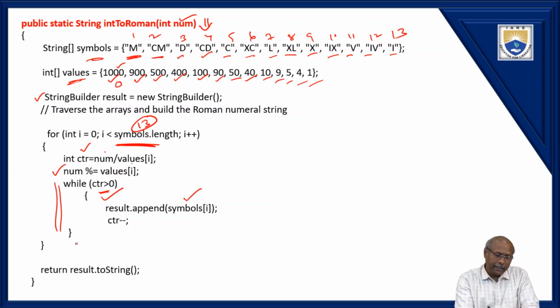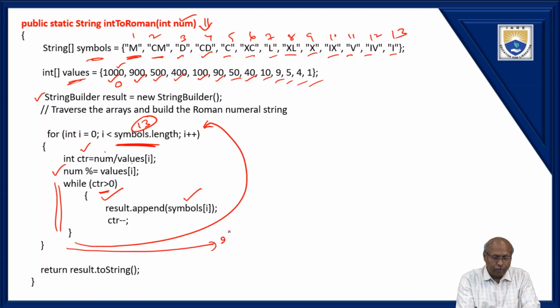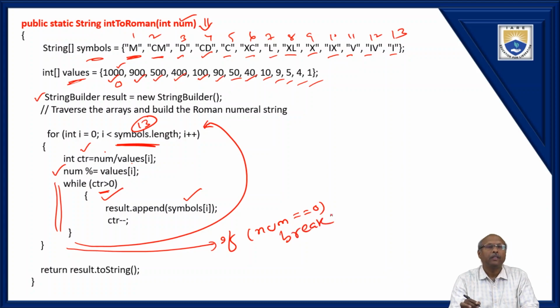So now, after that, again the loop goes. How long will it go? Until all the symbols. Although you can put a condition also here: if num is equal to 0, then no need to continue. Simply you can break it. You can write one condition also. You can break. Otherwise, unnecessarily it will go till the end of the symbols. Because we need not go till the end. If it will stop in the middle, why repeat? So you can break also.